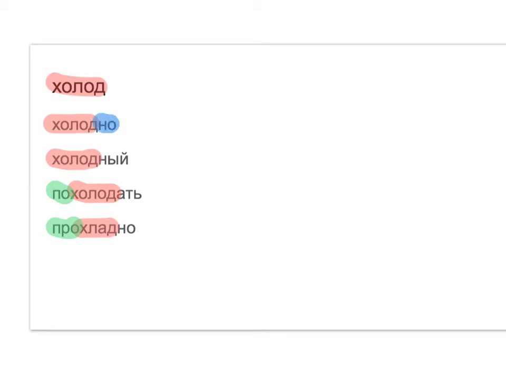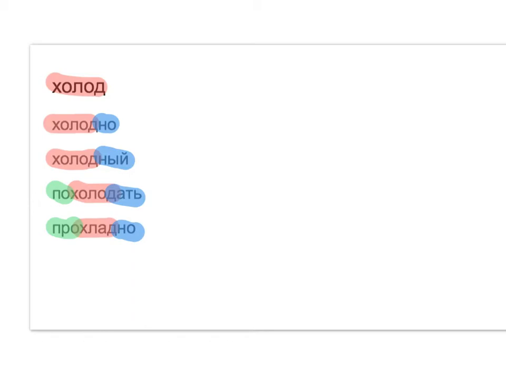If we look at this first word here, холодно, the no, when the word ends in o, sometimes, not always, but sometimes shows that it's an adverb. And here that's the case. When we look at холодный, we can tell by the ending that this is an adjective. So it's something describing a noun. If we look at похолодать, the at ending shows that this is probably a verb. And can you tell what kind of word прохладно is? It's also an adverb, like холодно.